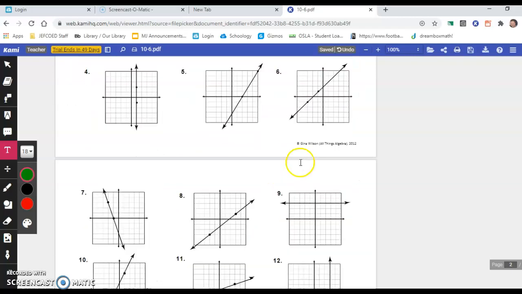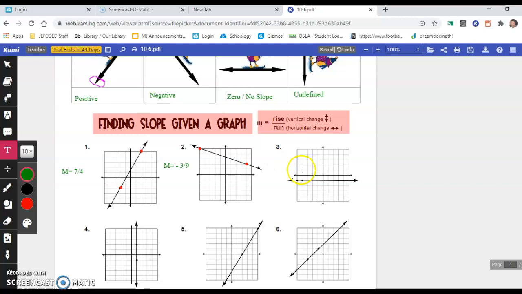Now looking at number 3, we have a point here and a point there. Is there any vertical change? There's no vertical change.